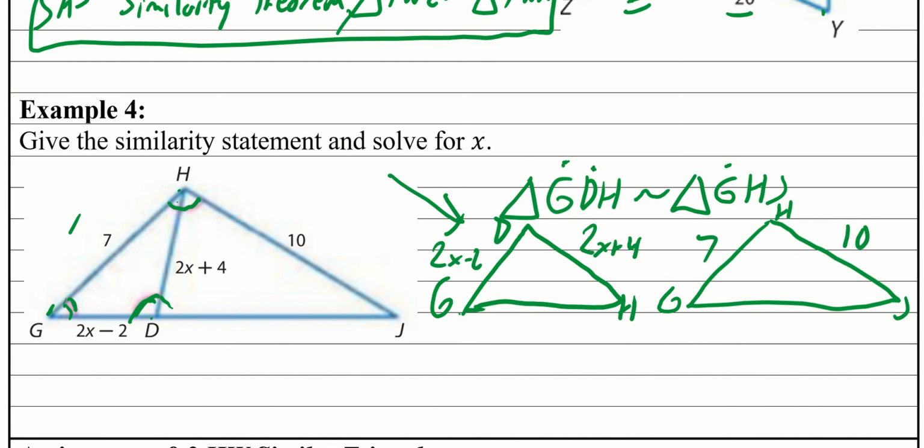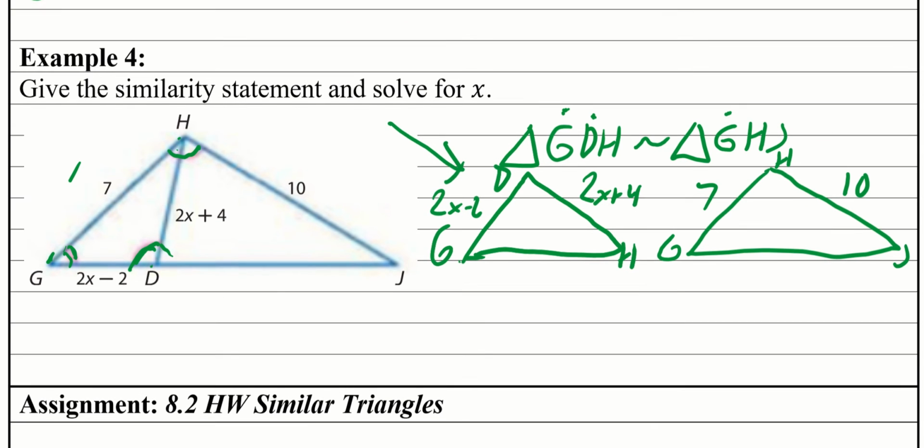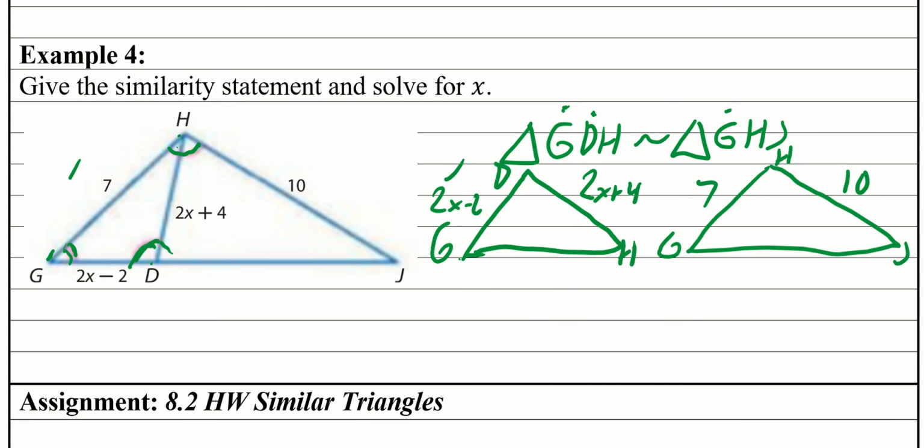And now I can see which sides are proportional, which sides are going to line up, and I can start to set that up. If I'm going to set up my proportion, I can't find the scale factor because GDH doesn't have a side length that is just a number. So I'm going to take one of those side lengths, 2x minus 2, and set that over the corresponding side, which is going to be 7. And if I want to, I can also show which angles were congruent to each other, H and D. Okay?